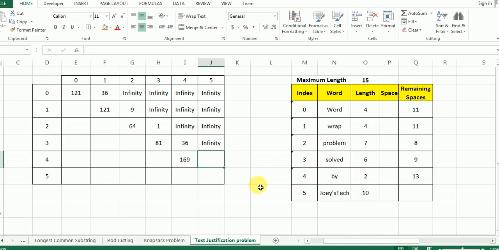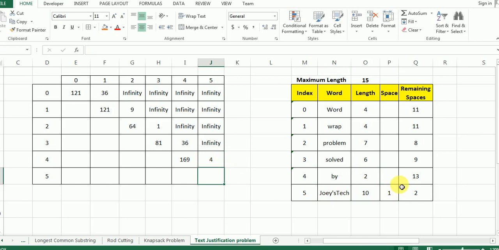Moving to this cell will cover the words from 4 to 5. From 4 to 5, that means by and joystick will be covered in this way. So 10 plus 2 is 12 plus 1 space between them. So it's going to be 13. 15 minus 13 is 2. So the value which we are going to get here will be 4.